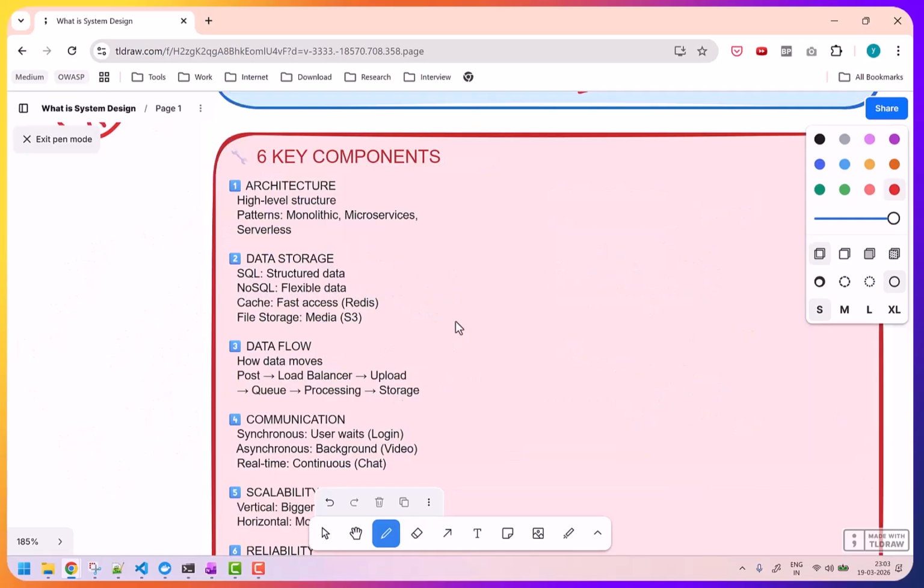Now, key components of system design. This is very important. If you have a question, what should I learn in system design? Then these are the key components which you should learn. First is architecture. How are you going to define the architecture? Are you considering monolithic, microservices or serverless?